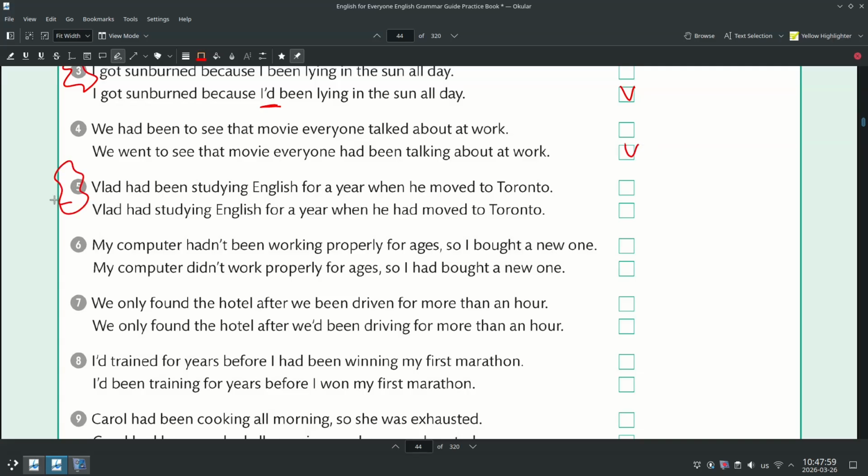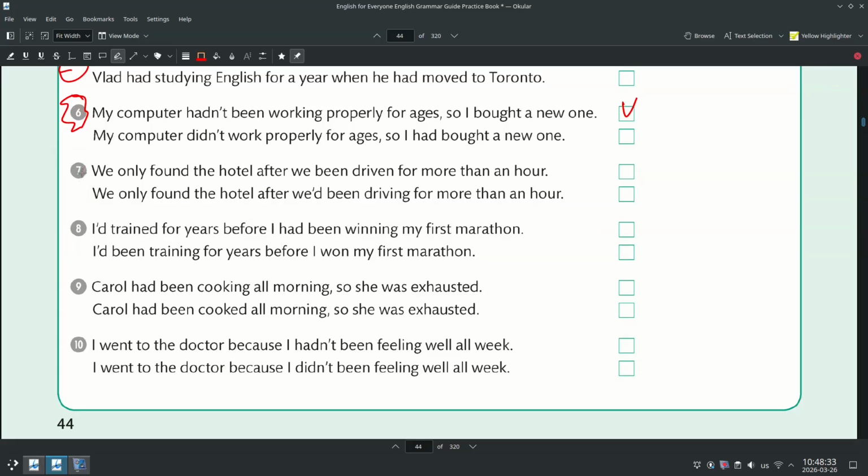Number 5. Vlad had been studying English for a year when he moved to Toronto. Or, Vlad had studying English for a year when he had moved to Toronto. Number 1. We need this been verb. Number 6. My computer hadn't been working properly for ages, so I bought a new one. Or, my computer didn't work properly for ages, so I had bought a new one. This one is correct.